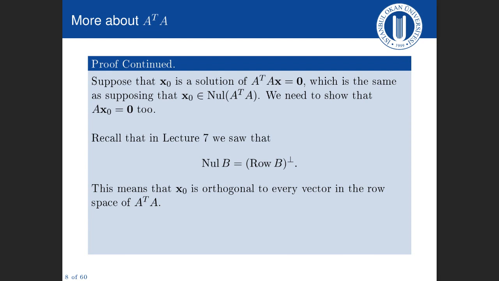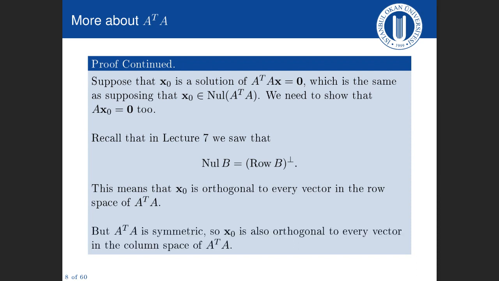Now, we're supposing that x0 is in the null space of A transpose A. So that's the same as saying that x0 is orthogonal to every vector in the row space of A transpose A. But wait a minute, A transpose A is symmetric. That means that its row space is the same as its column space.